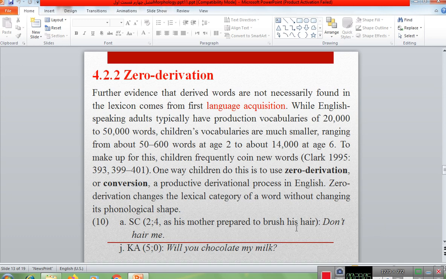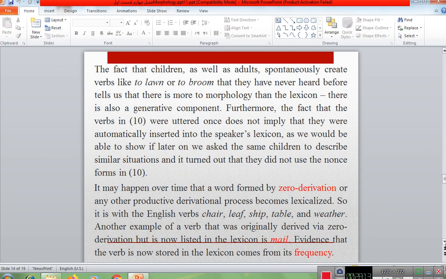As you see from these examples, children use this kind of phenomenon for producing new words, and we also use other zero derivations in our daily work. For example, we use a word like mail, and the frequency determines this, so we can save this kind of word in our memory and use it many times in our life. So I think that's enough for today.